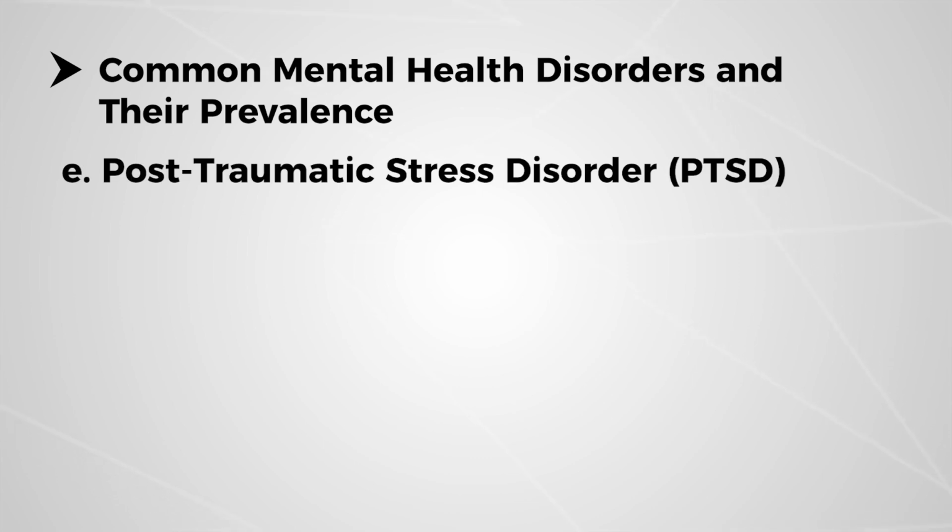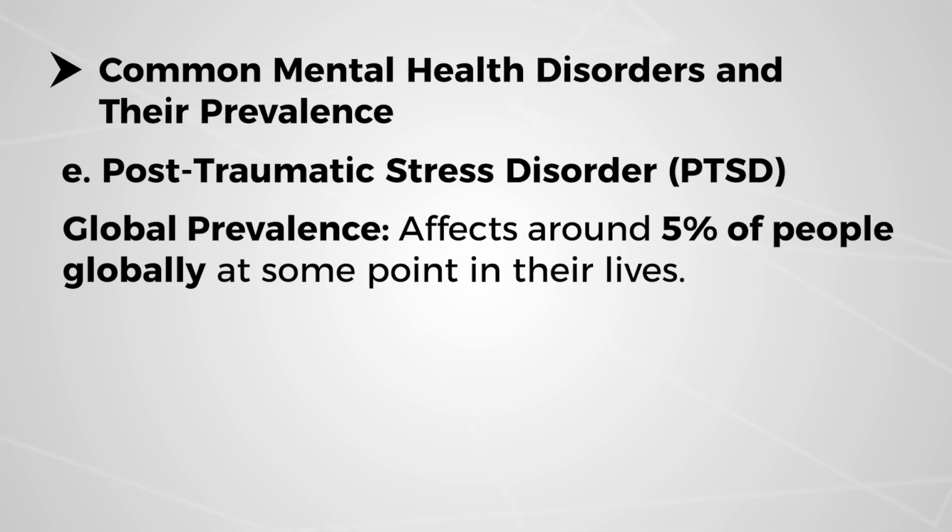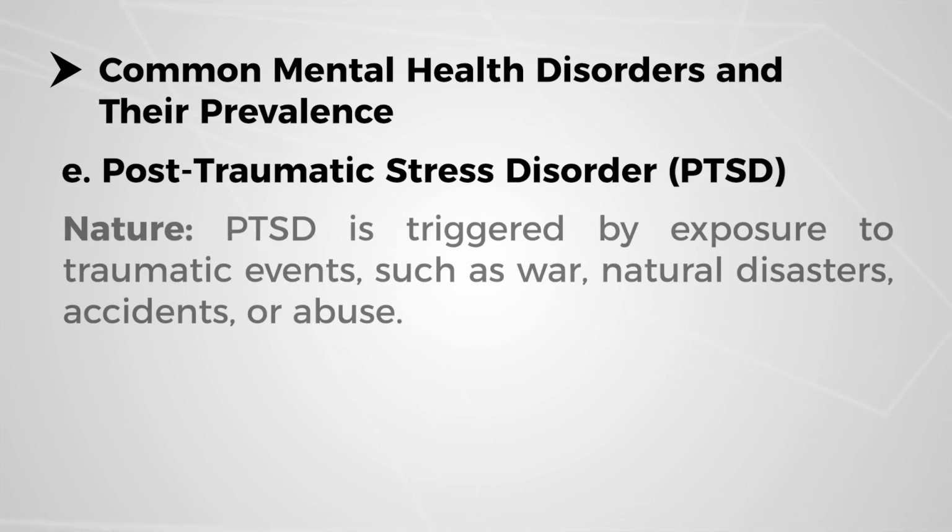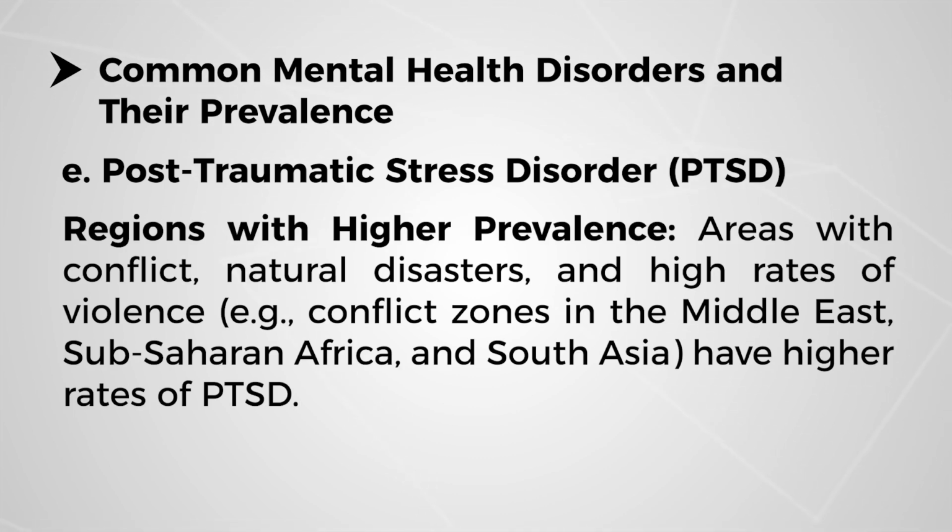And then we have post-traumatic stress disorder. That means after any trauma, this disease occurs and changes behavior. It affects around 5% of people globally at some point in their lives. This disorder is triggered by exposure to traumatic events such as war, natural disasters, accidents, and abuse. So regions with higher prevalence are areas with conflict, natural disasters, and high rates of violence. For example, conflict zones in the Middle East, Sub-Saharan Africa, and South Asia have higher rates of post-traumatic stress disorder.